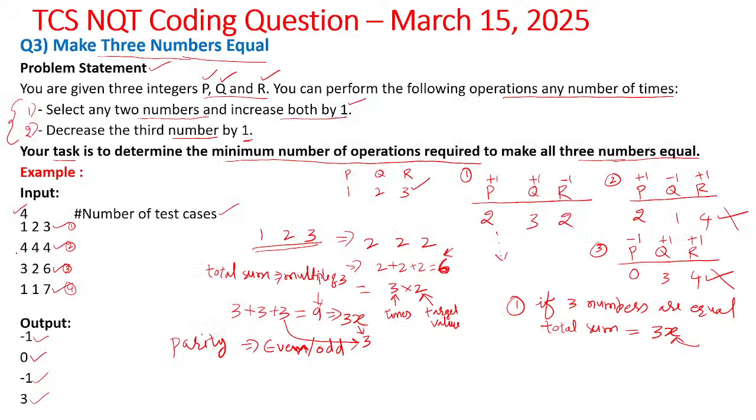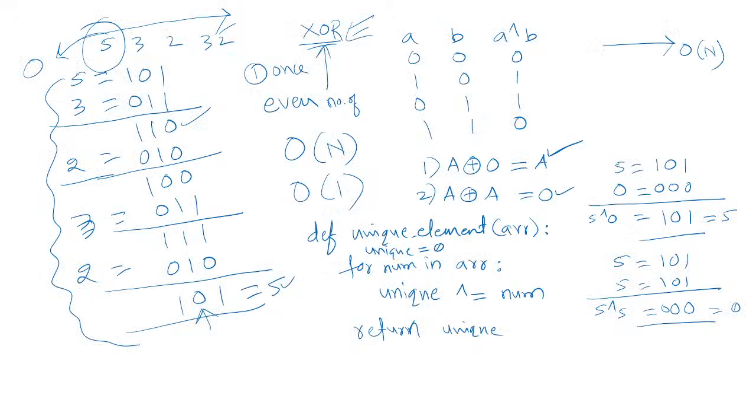Because for this 1, 1, 7, the number of operations is 3. By making these three operations, all the three numbers become equal. How they become equal, first I will write here, then we will see. Operation 1, see here: in the first operation I am incrementing these two values.